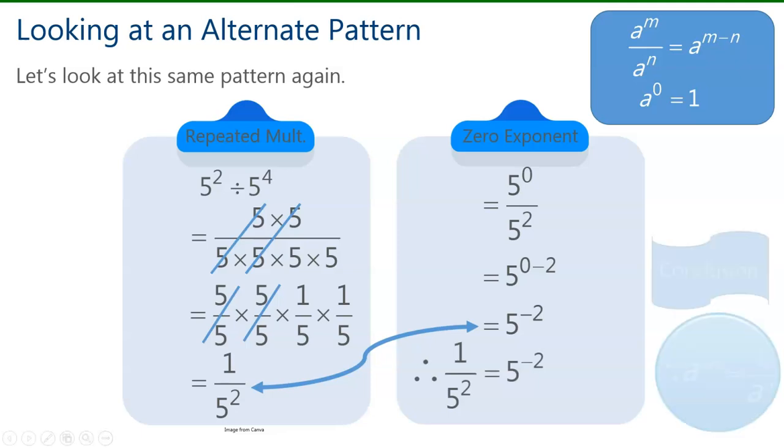We can now conclude that a to the negative n equals 1 over a to the n.